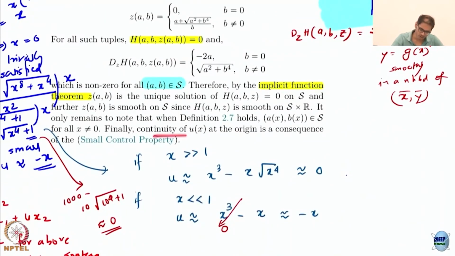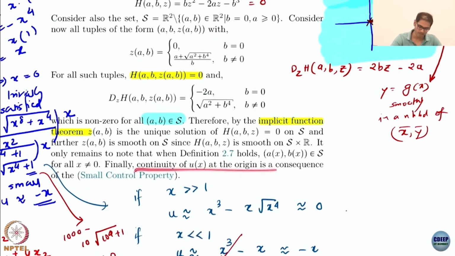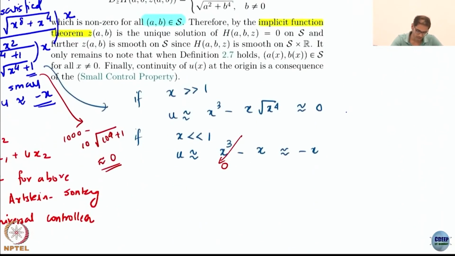Anyway, continuity at the origin is a consequence of the small control property, so we are not concerned about it. Remember that this analysis is not for the origin itself, because these conditions are stated as if x is not equal to 0. All the CLF definitions are essentially saying if x is not equal to 0, this happens. So they are not for the origin. The continuity at the origin is basically from the small control property, nothing else. That is the idea, excellent.